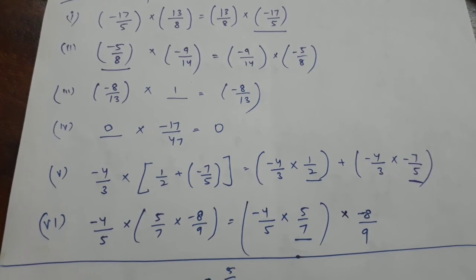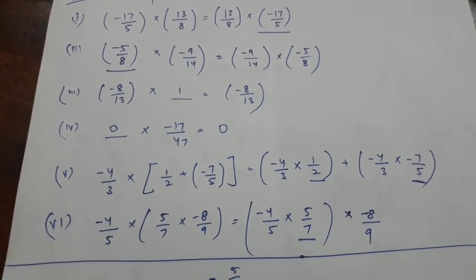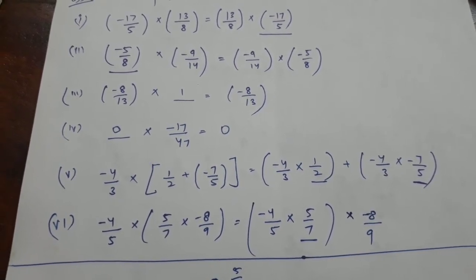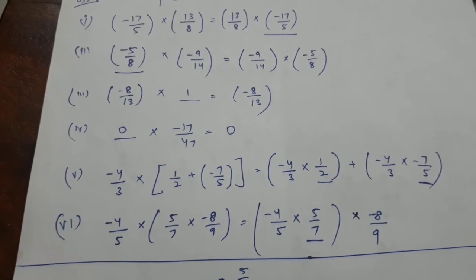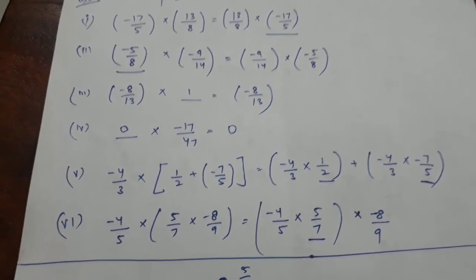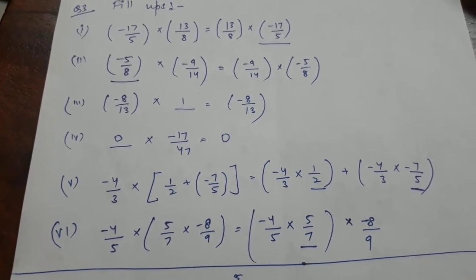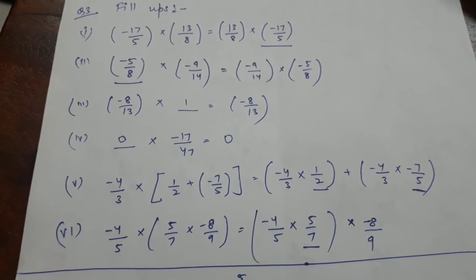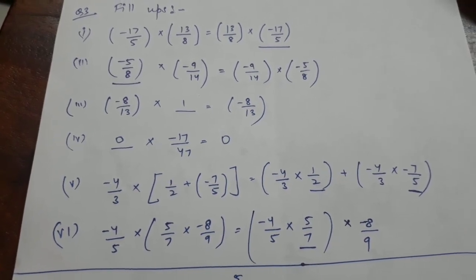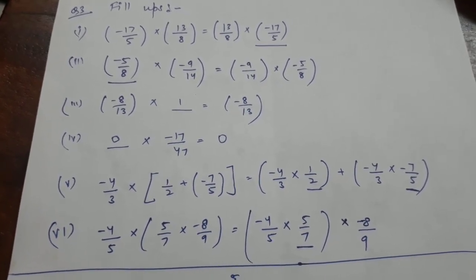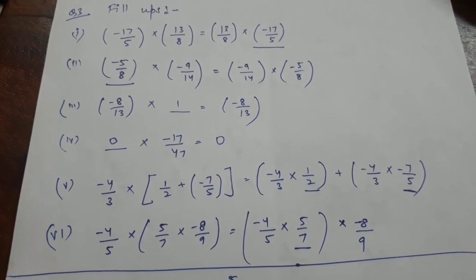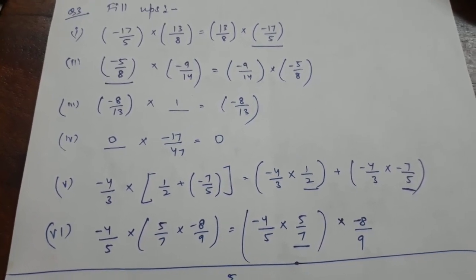In part third, minus 8 by 13 into 1 equals minus 8 by 13. This is called the multiplicative identity, which means that any number or rational number, if multiplied with 1, the answer would be that number only. Now the fourth is the zero property. That means if anything is multiplied by 0, the answer would be 0 only.